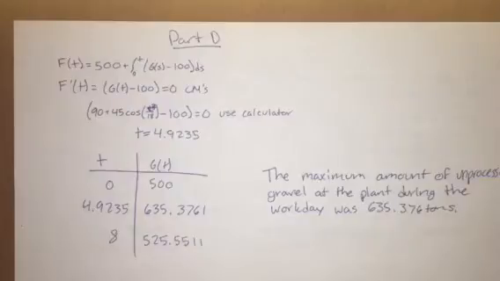525.5511 for 8. As we can see that this number is much greater than the other two, showing us that the maximum amount of unprocessed gravel at the plant during the workday hours was 635.376 tons when time t equals 4.9235 hours.